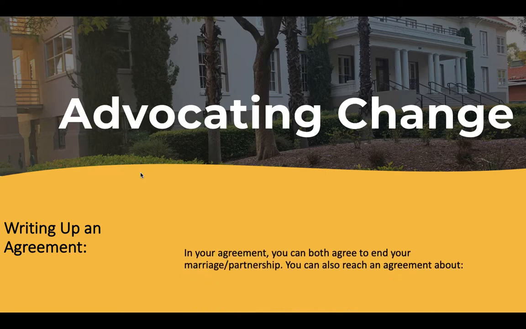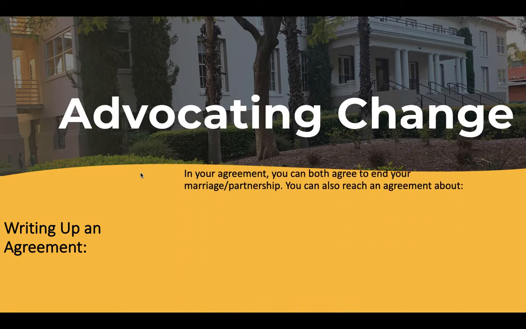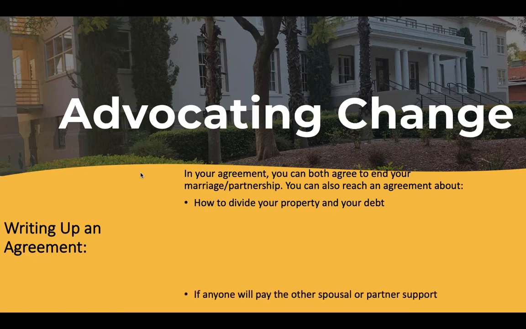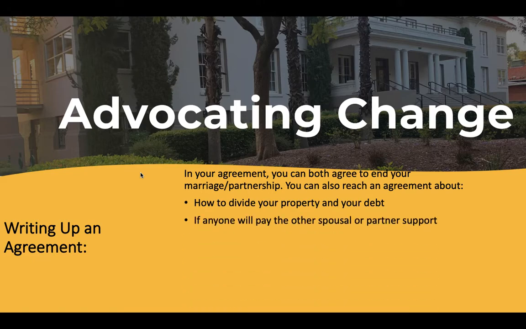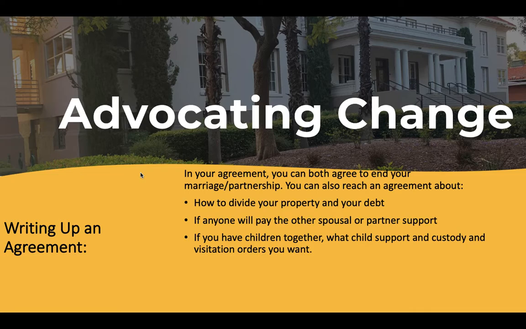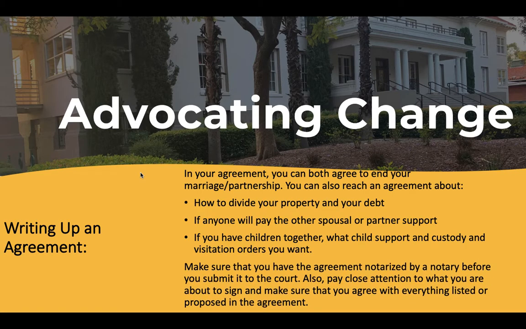Writing up an agreement. In your agreement, you can both agree to end your marriage or partnership. You can also reach an agreement about how to divide your property and your debt, if anyone will pay the other spouse or partner support, and if you have children together, what child support and custody and visitation orders you would want. Make sure that you have an agreement notarized by a notary before you submit it to the courts. Also, pay close attention to what you are about to sign and make sure that you agree with everything listed or proposed in the agreement.